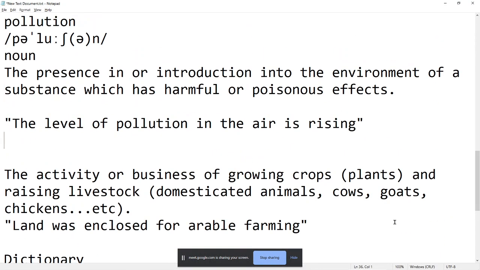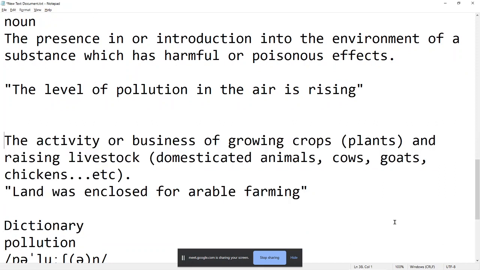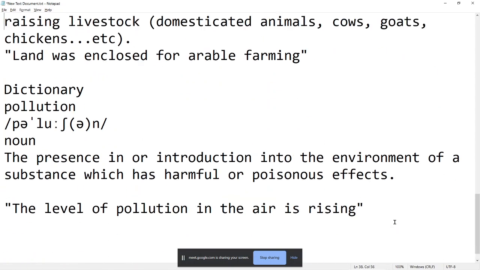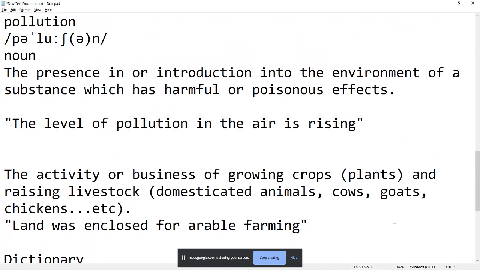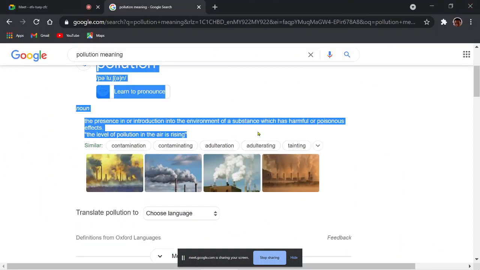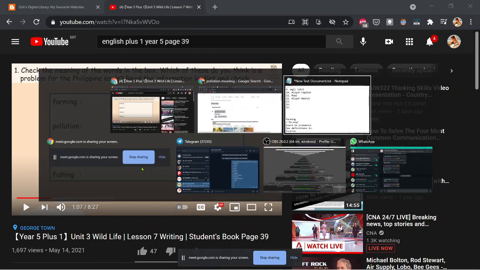Alright. What is the third word to check in the dictionary? In fact, you have to do it on your own. Sepatutnya awak yang buat sendiri. Okay. Later on, I'm going to adjust it. Then what is the third word? The third word is hunting. Hunting tu macam memburu lah. Memburu. But nowadays, people don't hunt for a living.